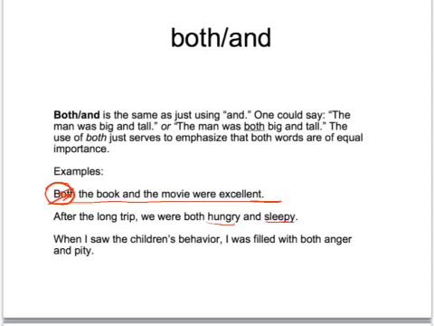And again, when I saw the children's behavior, I was filled with both anger and pity. Anger and pity are different emotions, but still they are feelings, and they're of equal value grammatically speaking. And I want to emphasize that the strength or the power of those two emotions was of equal value.